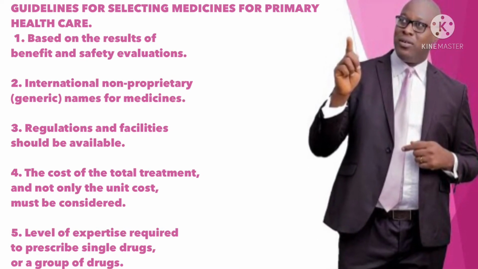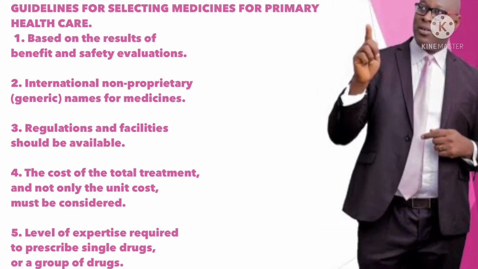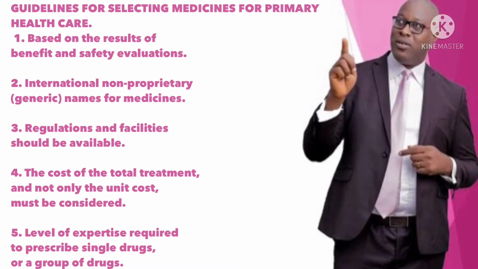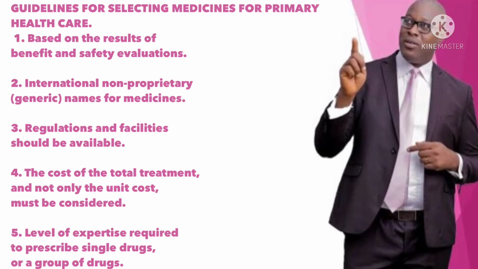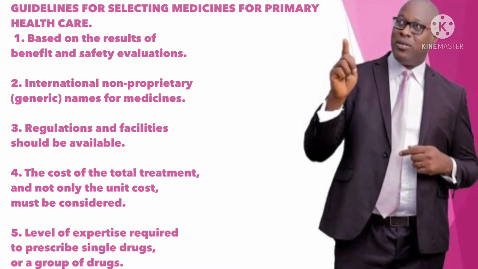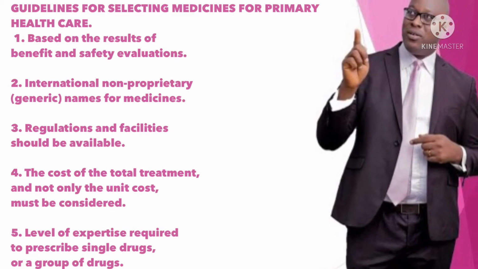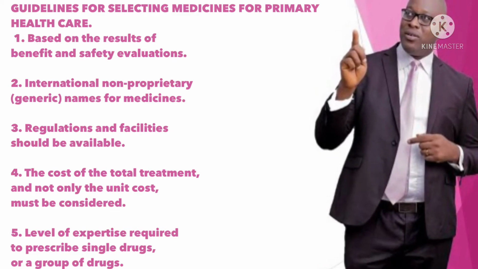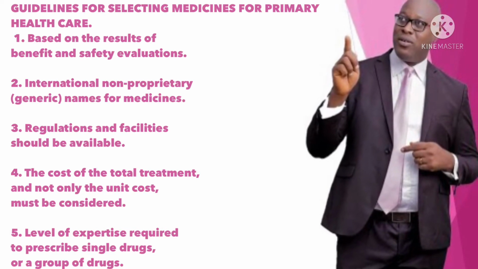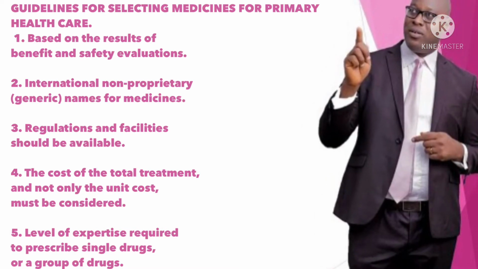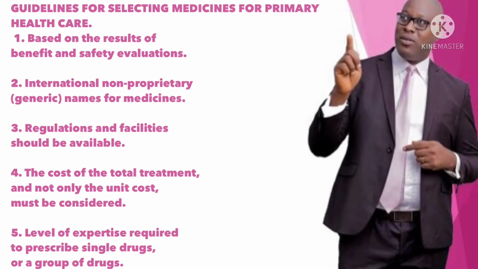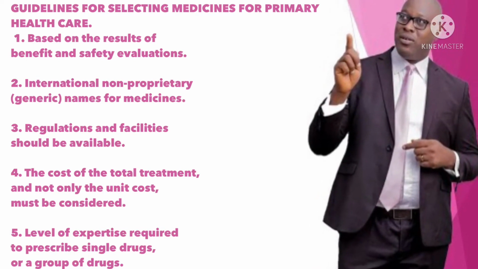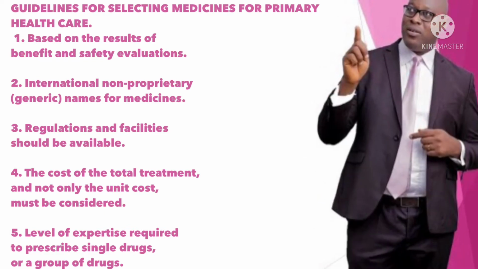3. Regulations and facilities should be available, to ensure that the quality of selected pharmaceutical products meet adequate quality control standards, including stability and, when necessary, bioavailability. 4. Cost represents a major selection criterion. In cost comparisons between medicines, the cost of the total treatment, and not only the unit cost, must be considered. In addition, the cost of non-pharmaceutical therapeutic modalities should be taken into account.